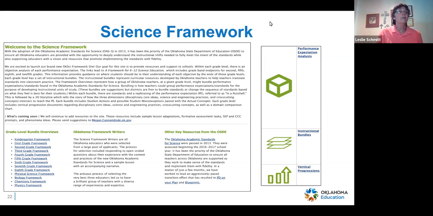The grade level bundles, kindergarten through high school, and each of these frameworks is separated into 3 areas: performance expectation analysis, instructional bundles, and vertical progressions. Also, from this page, you can get other resources from the Oklahoma State Department. Again, all of the blue are hyperlinks for you to do that.